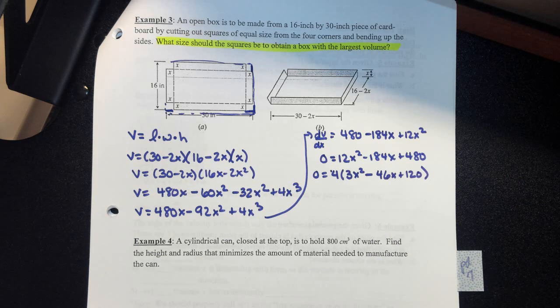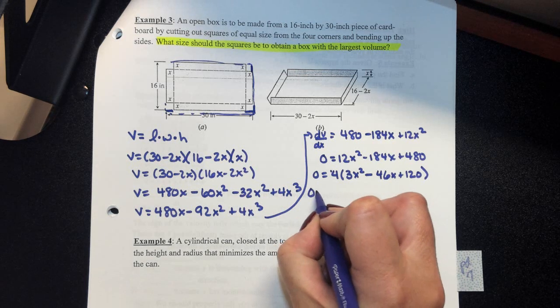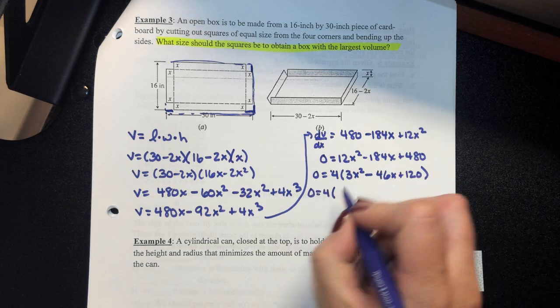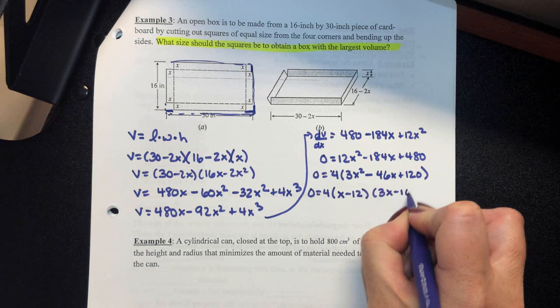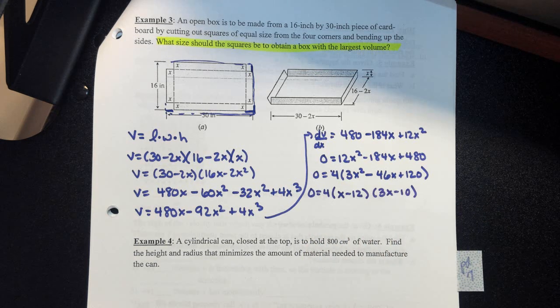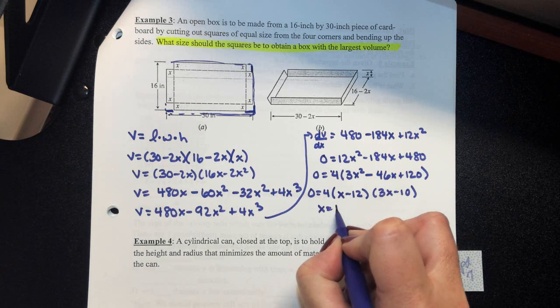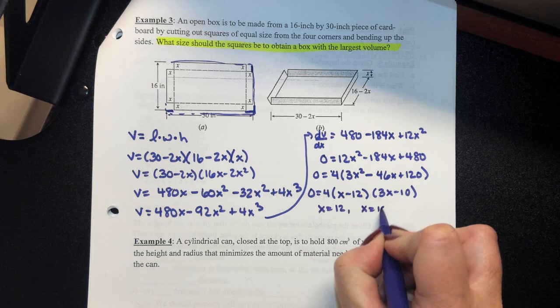Now, would I give you this large of numbers on your test without a calculator? No. So I have to solve by factoring, or if you had your calculator, you could use your zero function. But if I factor this, it's going to factor into x minus 12 times 3x minus 10, just to save time. So then what are the critical numbers going to be here? X is equal to 12 and x is equal to 10/3.